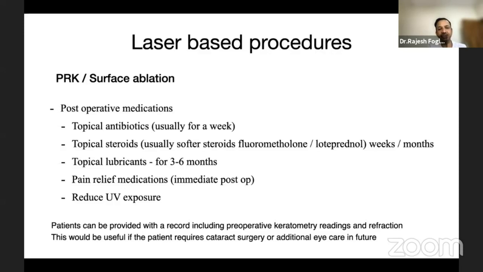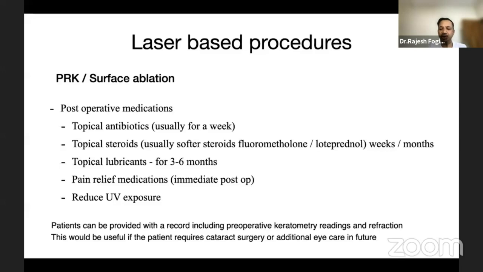With surface ablation, there is a significant amount of discomfort in the first couple of days, so patients would require some pain relief medications. If topical NSAIDs are prescribed to manage the pain, then you need to keep a watch on the epithelial healing, because in the absence of complete epithelial healing, topical NSAIDs can lead to corneal melts. People have described using sunglasses post-treatment to reduce UV exposure, as that may have a role in inducing the corneal haze.